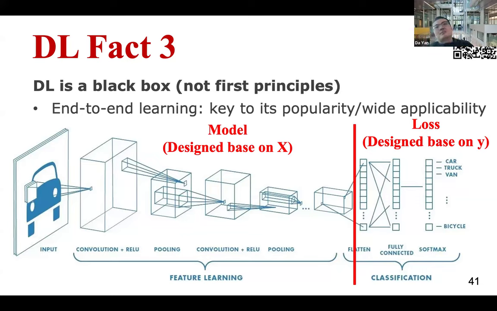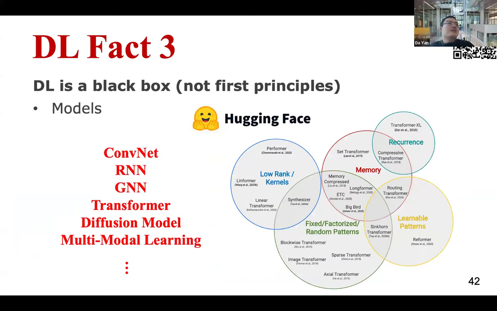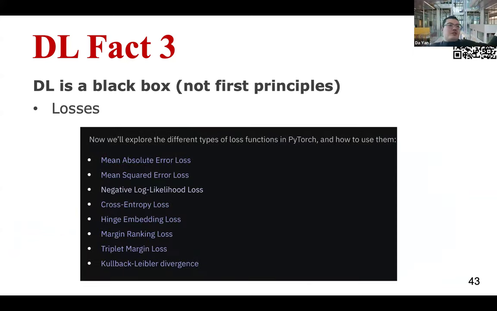So we have two parts. For the models, we have the transformer, diffusion model, and multi-modal learning, which needs feature fusion. So a lot of things you can play with. And for loss functions, there's also a bunch. If you do ranking, you may want to use triplet loss, contrastive loss. If you are doing regular classification, maybe you can use focal loss or cross entropy loss. If you are doing regression, maybe the Huber loss or just the MSE, mean squared error.